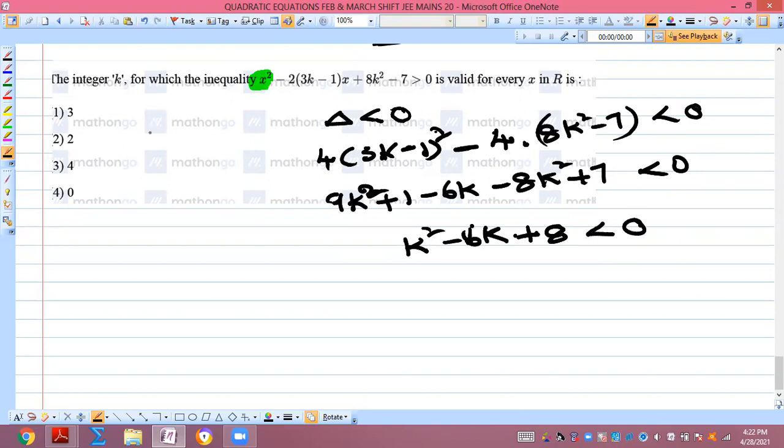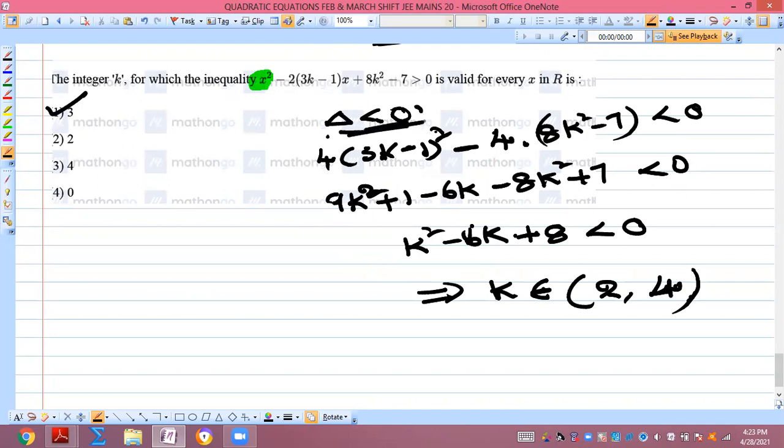So now the integer k for which the inequality is valid. Okay, that means here if you solve using wavy curve, k belongs to, so it's nothing but k minus 4 into k minus 2. So that integer should be between 2 to 4. So between 2 to 4, there is only one integer, that is 3. Okay. Very important this one. x square coefficient is positive and the whole expression is always positive. So discriminant must be negative. This is the condition we used.